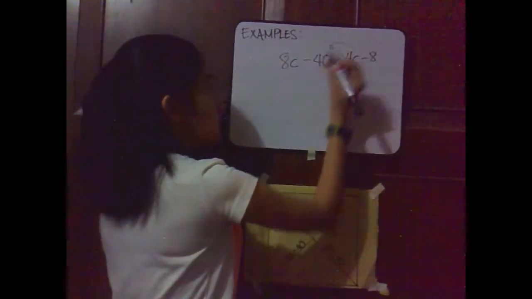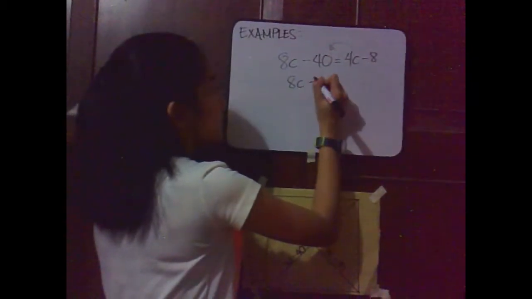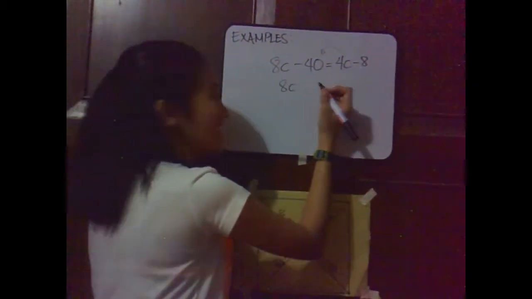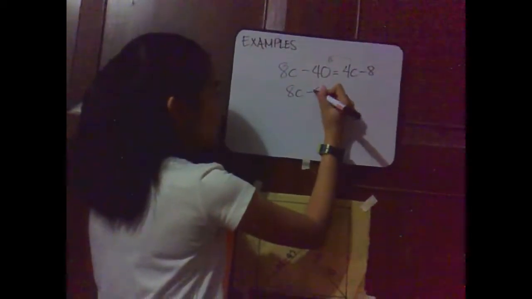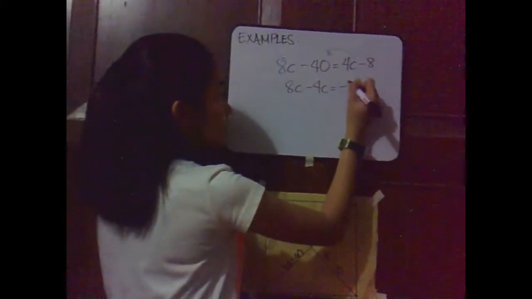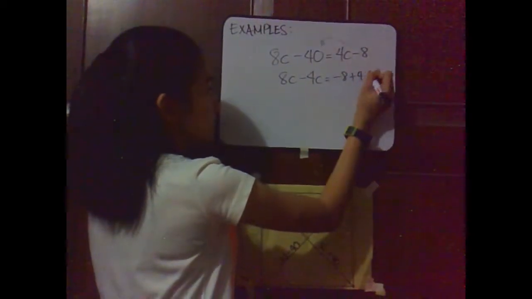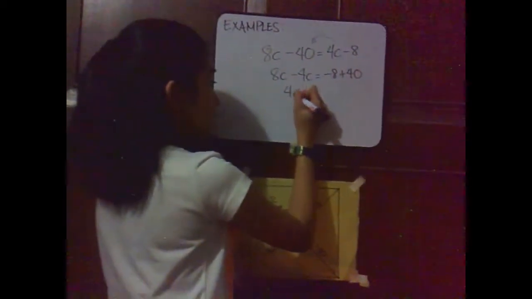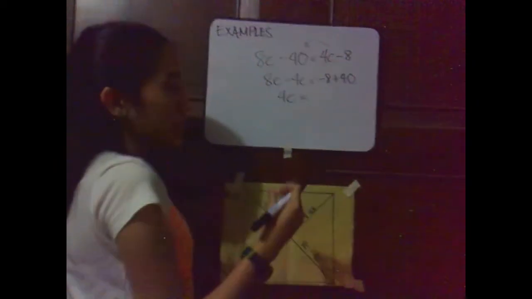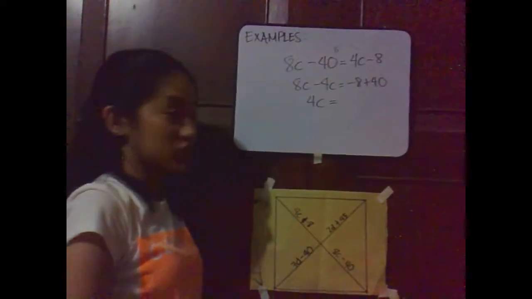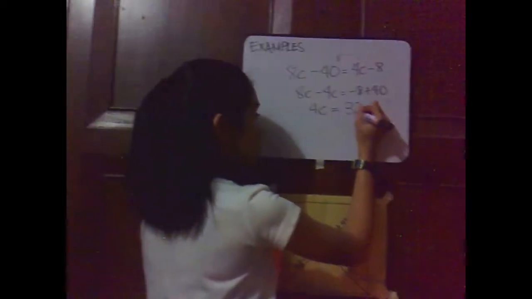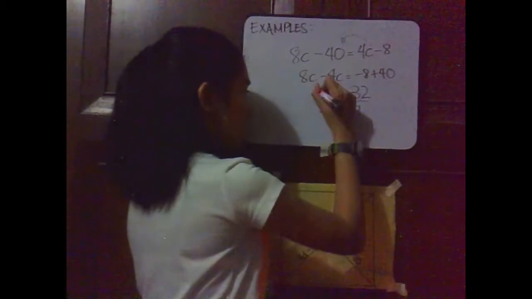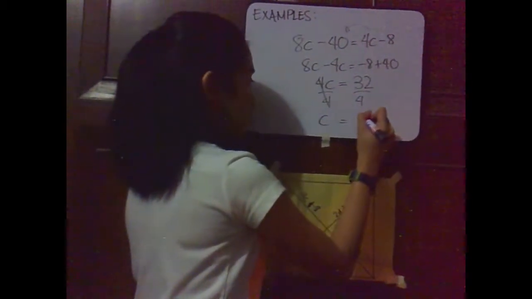Transpose 4C. 8C minus 4C is equal to negative 8 plus 40. 8C minus 4C is equal to 4C. Negative 8 plus 40 is equal to 32. Divide both sides by 4. C equals 8.